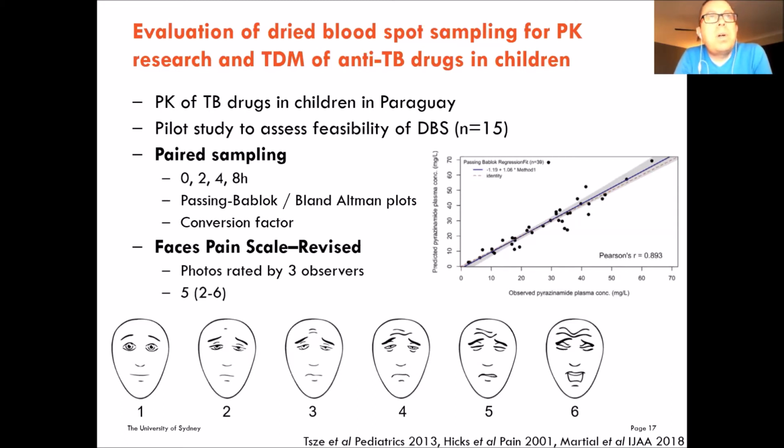When the samples were collected, pictures were taken of the children and separately rated by 3 observers. And you can see that the pain considered is substantial. The range is wide, 2 to 6, but the average was 5. So that is, I think, substantial. And that is partly related to the fact that multiple samples were collected. The patients had to wait for a prolonged period, so that did not improve the tolerance to this procedure.